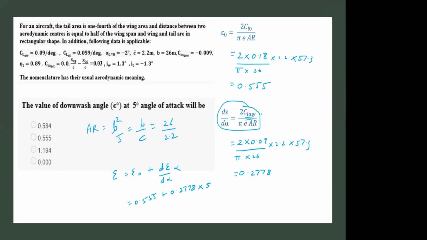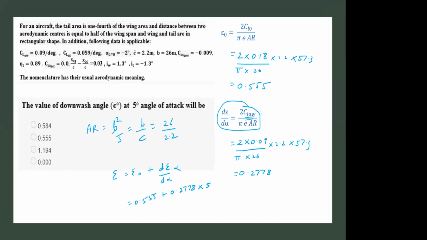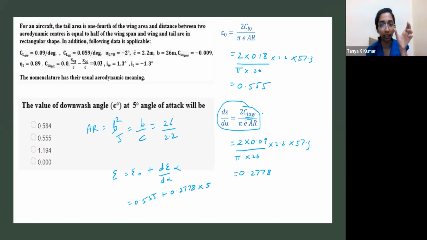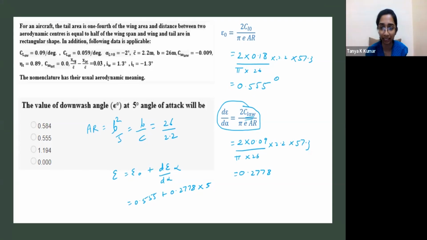No. Then see, in epsilon 0 you multiplied by 57.3 to get degrees, isn't it? Yes. But similarly, here also it should be in degrees. Epsilon 0 has a unit, so this has to be degrees. Am I making sense? This term would give you radians, and then to get degrees, we do this.